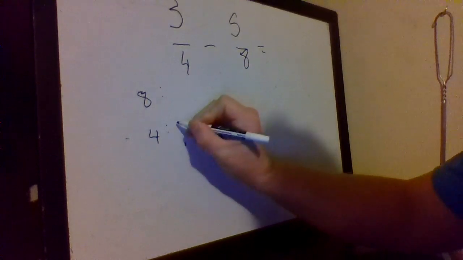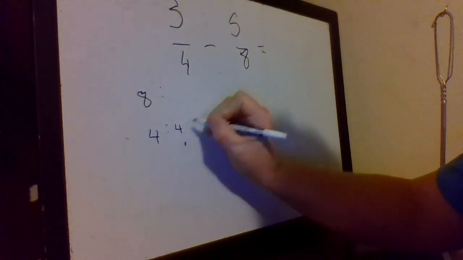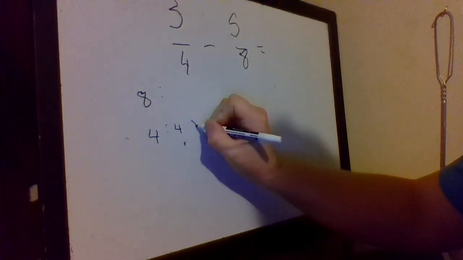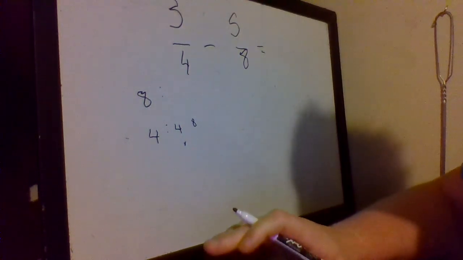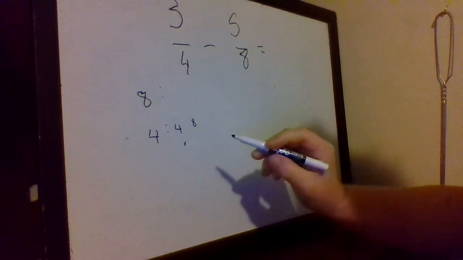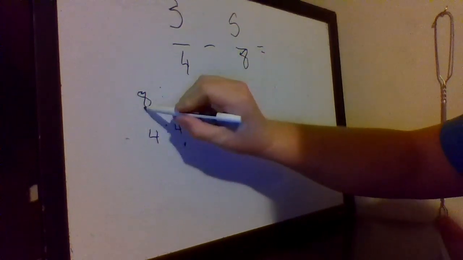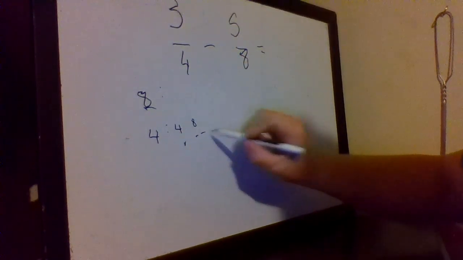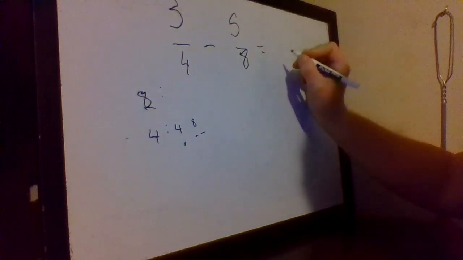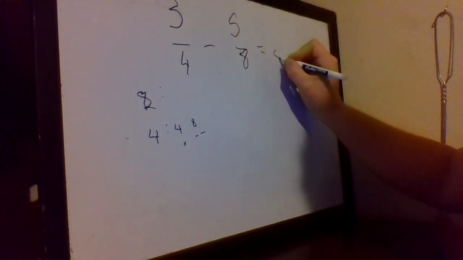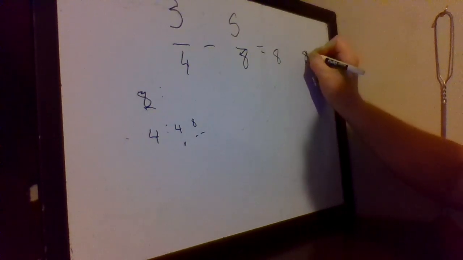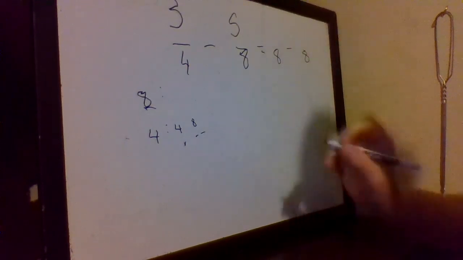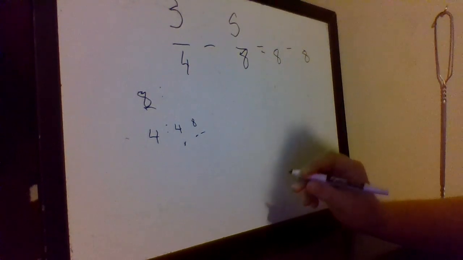So 4 times 1 is 4. 4 times 2 is 8. Now we can go further, but we've already found the least common multiple. Because see, we've got an 8 here and an 8 here. So that means the least common multiple is 8. So we put an 8 here and an 8 here. And we're going to subtract just like our original problem says.